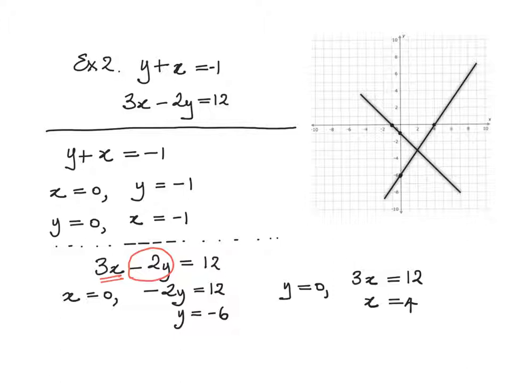So this is the line y plus x equals minus 1, that's the first line we drew. And this is the line 3x minus 2y equals 12. And what we wanted to do is to find the point where the two lines crossed, and here it is here. And the coordinates of that point are 2, minus 3. That's the solution to the pair of equations.